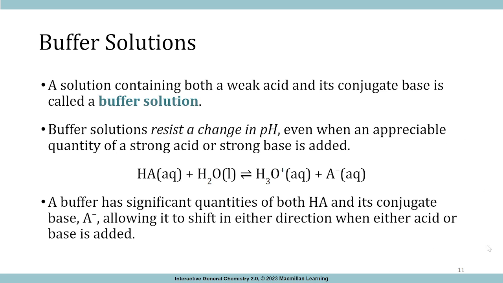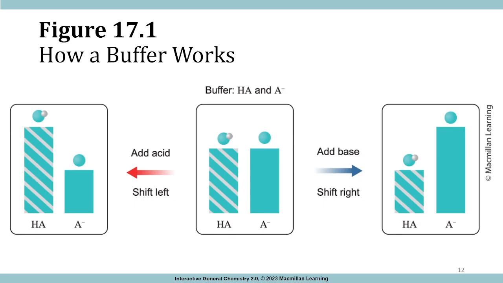A buffer has significant quantities of both the HA and its conjugate base. This allows it to shift in either direction when either acid or base is added. How well would a mattress that's super thin work? Is it very bouncy? No, it's not very bouncy, is it? How well would it work if you put a huge heavy board on it? Wouldn't be very bouncy either. That's because if you compress this to be very thin, to not have a lot of concentration it can go through, then it's not going to work well to resist pH changes. It's the same thing.